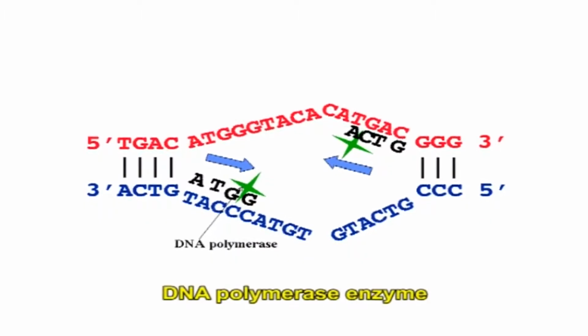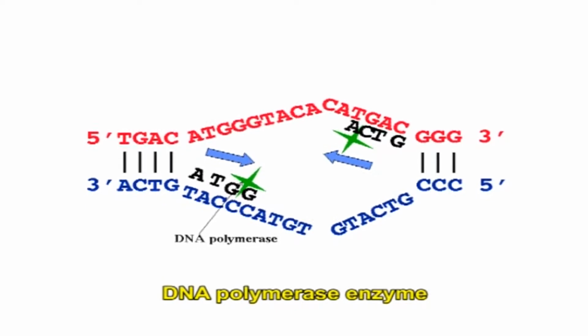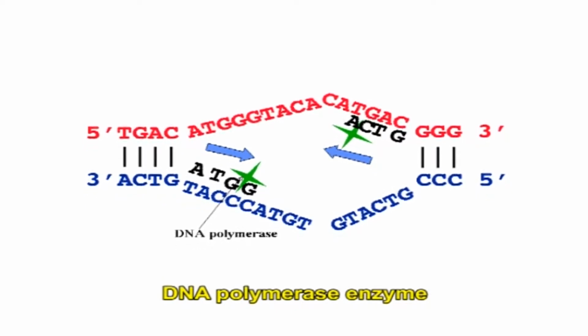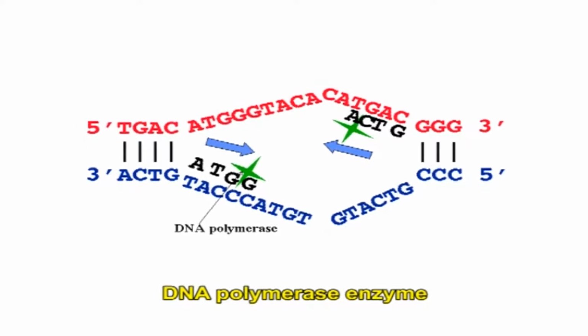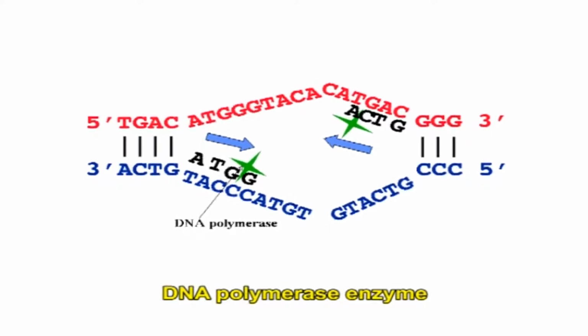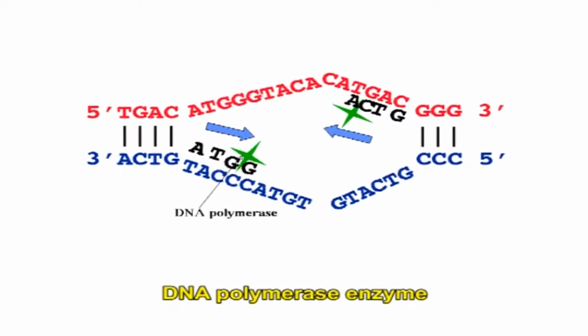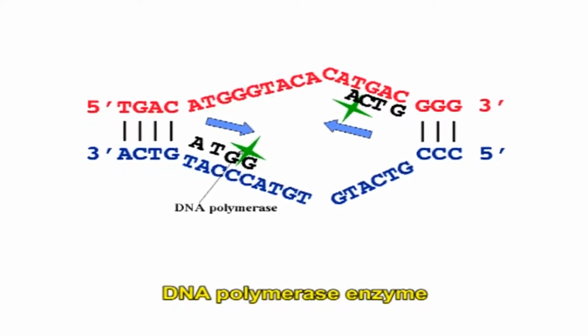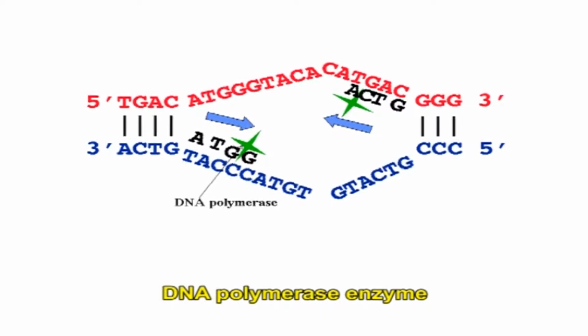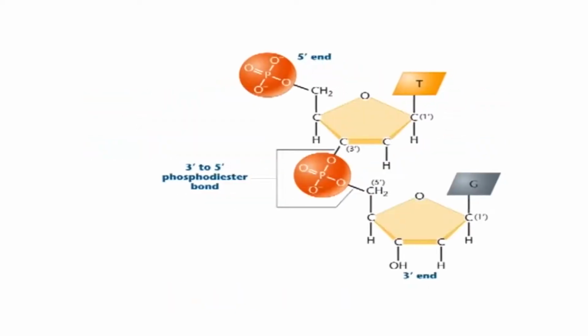template DNA strand. The DNA polymerase enzyme produces a new strand of DNA by extending the 3' end of an already present nucleotide chain, adding new nucleotides that match the template strand one at a time through the creation of phosphodiester bonds.